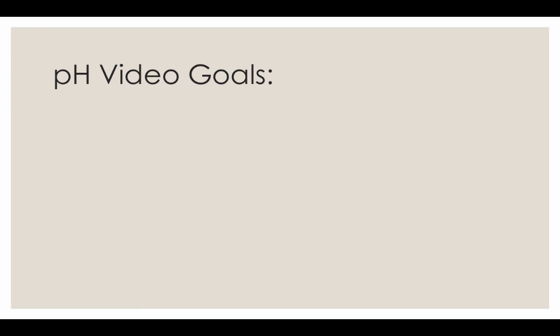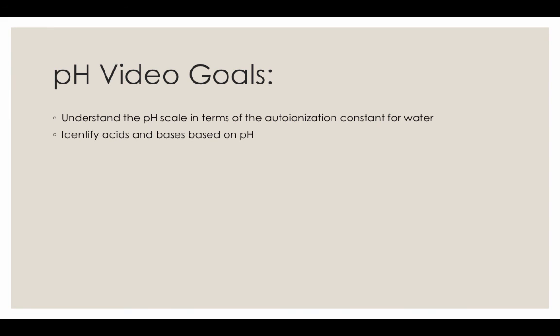That brings us to the end of this video. Let's review our goals. First, we looked at the pH scale and how it relates to the autoionization constant, or Kw, for water. Then we learned how to identify acids and bases based on pH, with acids having pHs lower than 7 and bases having pHs greater than 7. And finally, we looked at how to calculate the pH for a strong acid or a strong base.